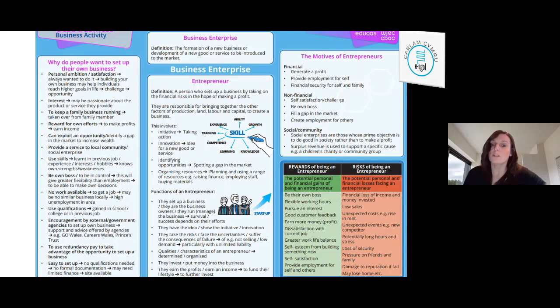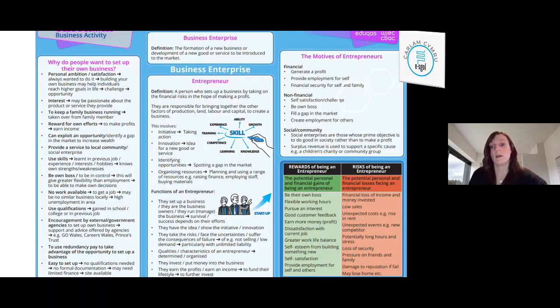So then you've got the rewards of being an entrepreneur, and you've got the risks. So you've got lots of rewards, all there for you that you can have a read through, but you can earn money, be your own boss, you can work your own hours. You've got maybe a better work-life balance. You're working for yourself, you've got self-satisfaction.